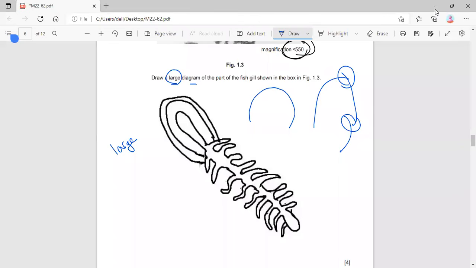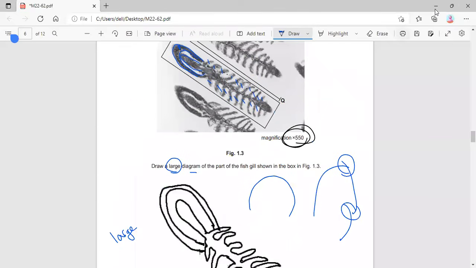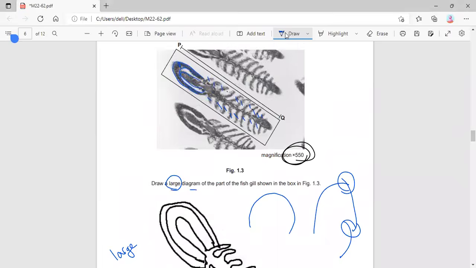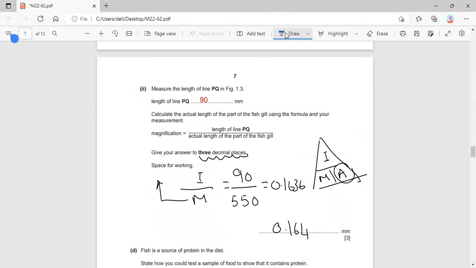No shading. Do not color anything. I want it all white. Okay, just outlines, and then the branches like I have here. But after the drawing, he will give you the magnification question.